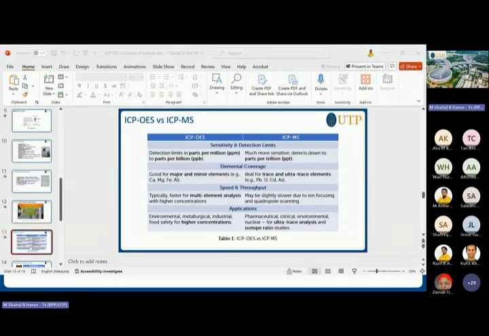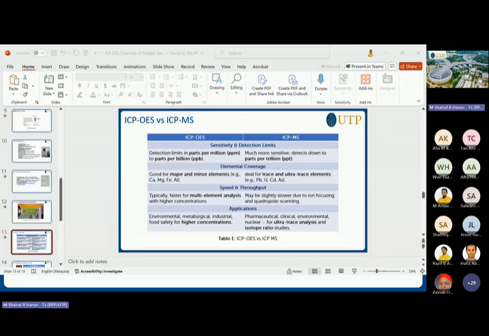The first thing is the sensitivity and also the detection limits. For the ICP-OES, the detection limits are in parts per million, or ppm, to parts per billion, compared to MS, much more sensitive, detects down to parts per trillion, or ppt.